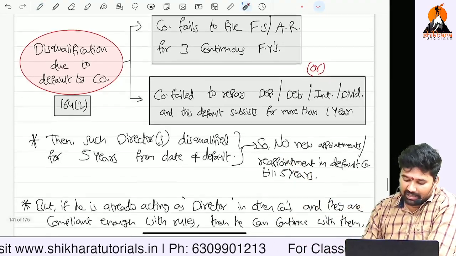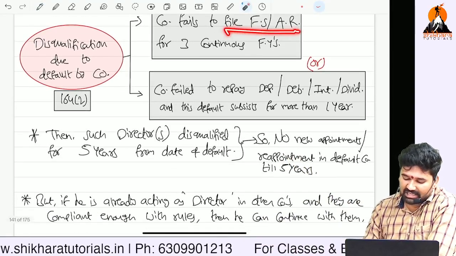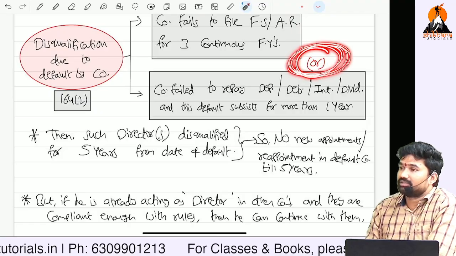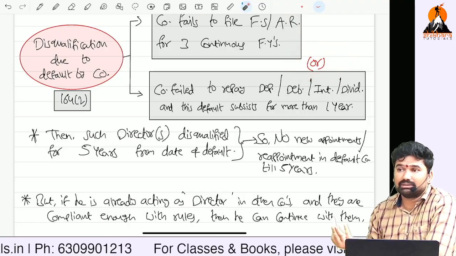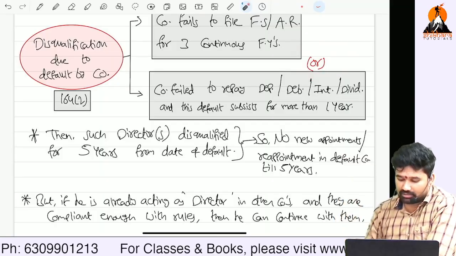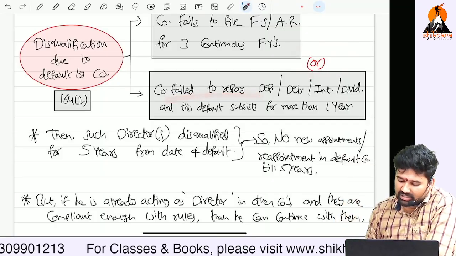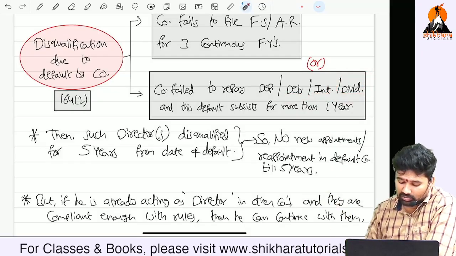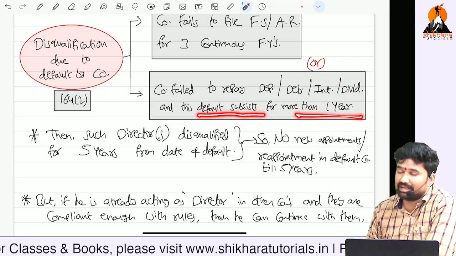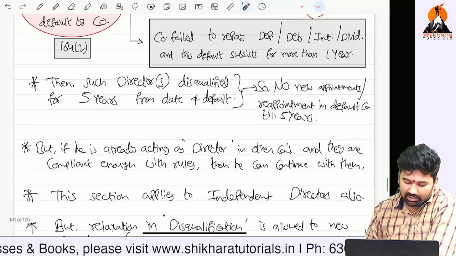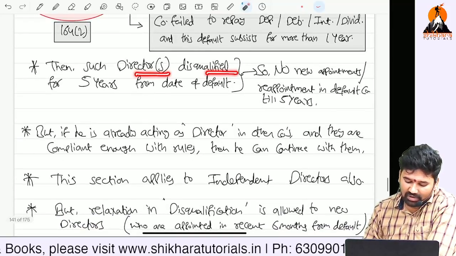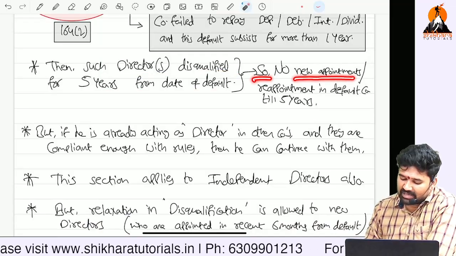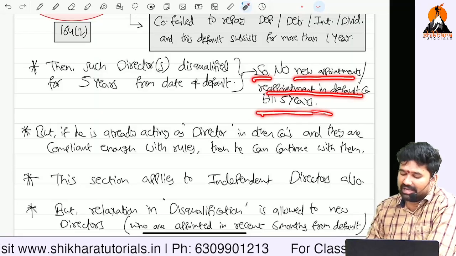Let's read out quickly. Company fails to file financial statements or annual returns for 3 continuous financial years, or the condition is "or", any of the conditions. Company failed to repay the deposits or debentures or interest thereon, or dividend also. This is also important, dividend also. And this default subsists for more than 1 year. Then such director is disqualified for 5 years from the date of default. So no new appointments or reappointment in the defaulting company till 5 years.